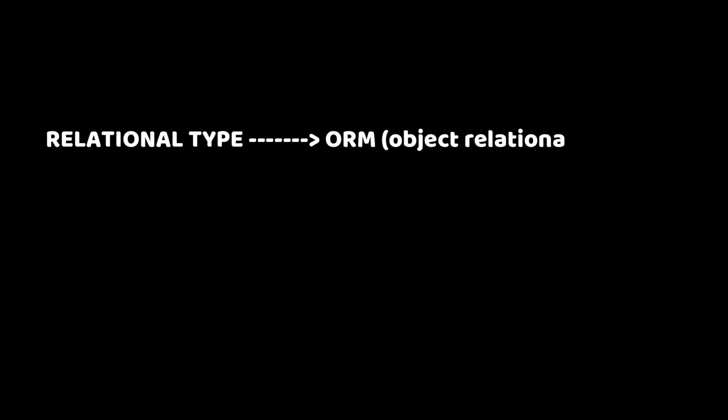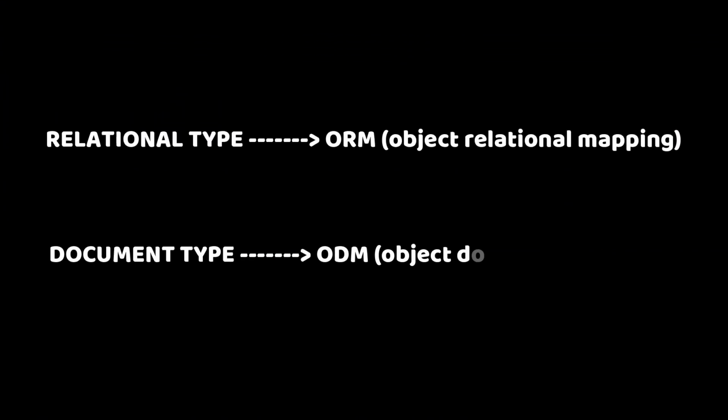Databases are of several types, but two of them are very important and very famous. First, relational type database, and second, document type database. For connecting these types of database to our own Node.js, we use different types of mappers. For the relational type database, we use ORMs, and for the document type database, we use ODMs.